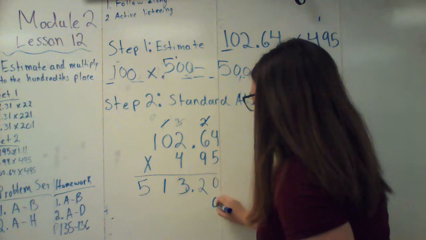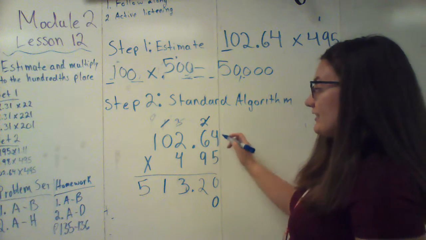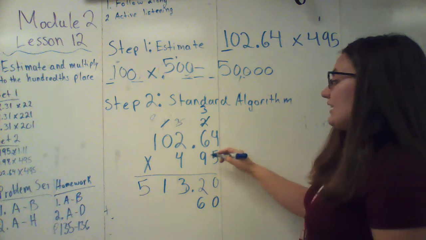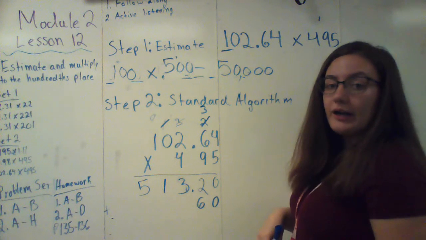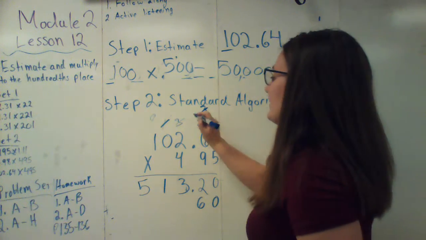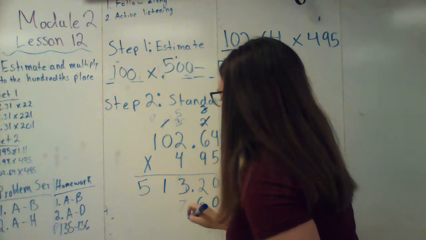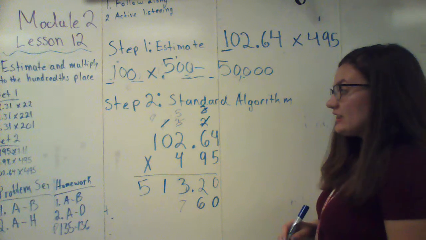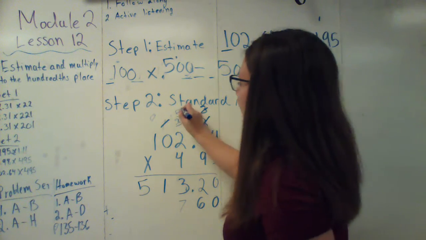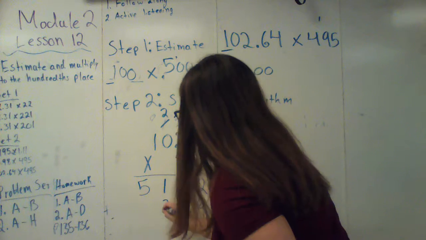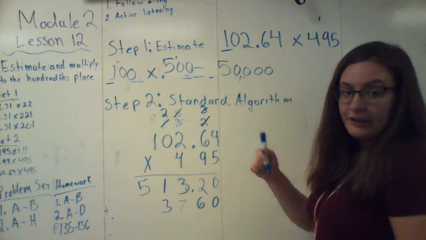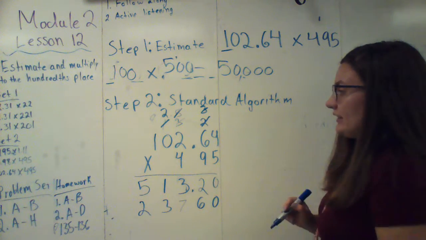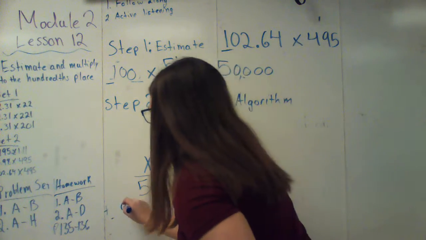Then I add a 0, and now I do 9 times 4, which is 36. I carry the 3, I leave the 6. 9 times 6 is 54, plus 3 would be 57, so I carry the 5, I leave the 7. Then I do 9 times 2, which is 18. 18 plus 5 would give you 23. So I carry the 2, leave the 3. 9 times 0 is 0, plus 2 would be 2. And then 9 times 1 is 9, and I can just leave it like that.